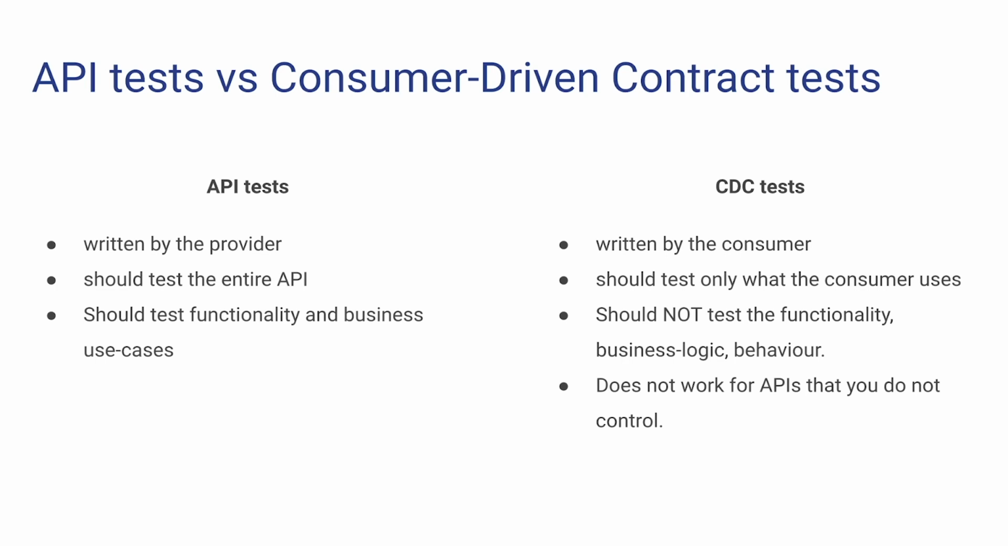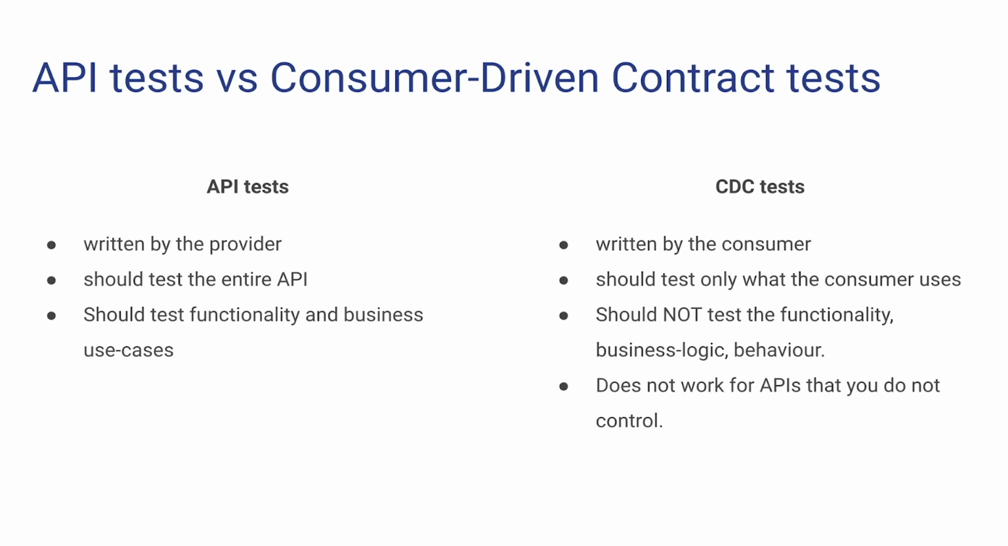Because this is the only thing that I'm using. In the case of API tests, the idea is that you want to test the functionality. You want to test different business use cases and workflows. Generally, you can say that API tests are more complex, especially in more complex applications where you have workflows and such. So that's important from that point of view. Now, with the consumer-driven contract test, you really do not want to test the functionality.